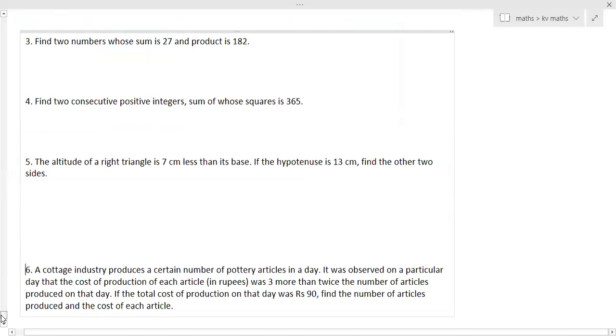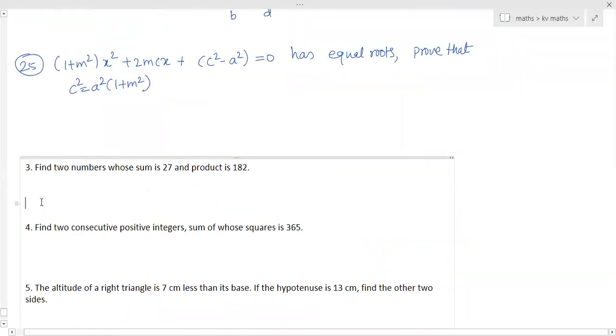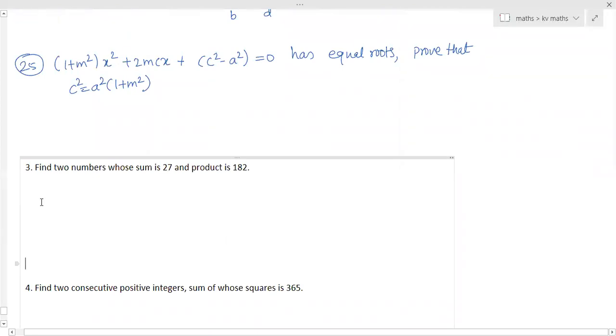This is the second exercise, word problems of the second exercise. Find two numbers whose sum is 27 and the product is 182. If you are not able to solve by one variable, there is no compulsion of always solving in one variable. You can use two variables and then convert by the substitution method. By using the substitution method, you will get the quadratic equation finally. So you are free to use two variables.